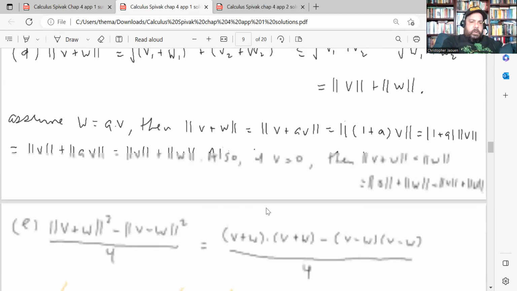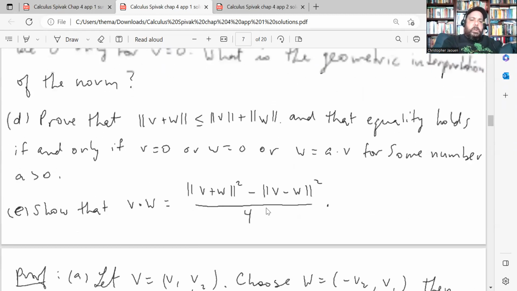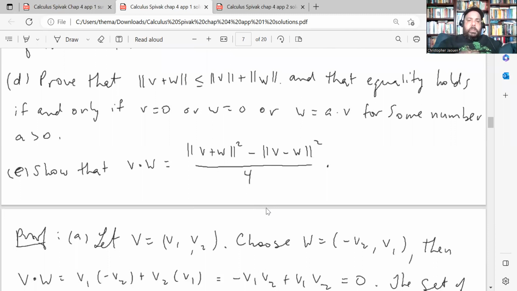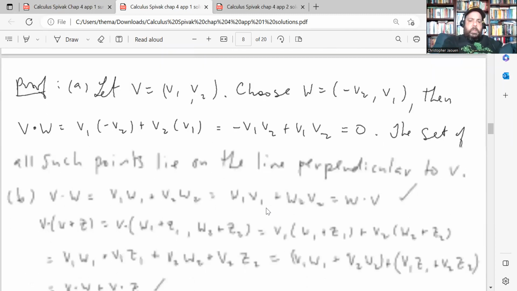What letter was that? Letter D. Last one, letter E. Show that V dot W can be written in that form.